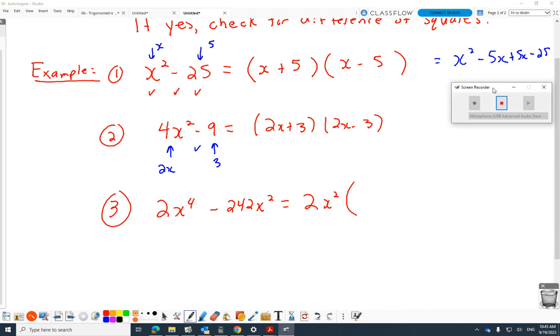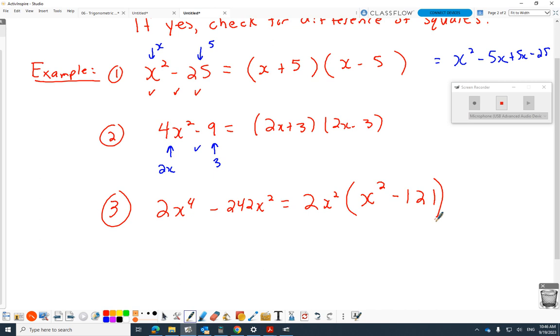Divide 2x squared out of x to the fourth. I get x squared. Take 2x squared out of 242. That's not on my multiplication tables. If it's not on my multiplication tables, go to your calculator. 242 divided by 2 is negative 121. It's a perfect example.